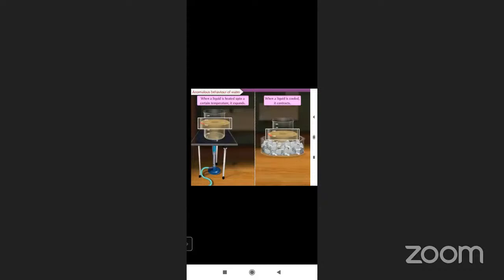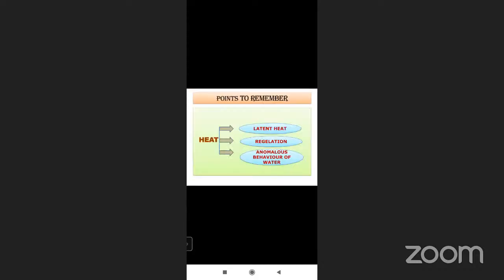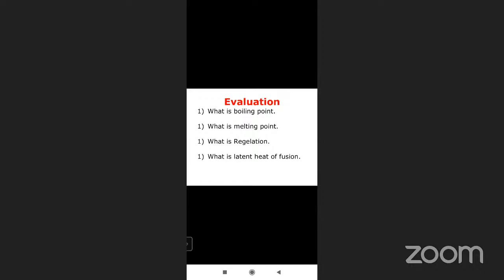Now again so many points are there, like anomalous behavior of water, which is very important. Hope's apparatus, dew point, humidity. Now the next point we will see tomorrow in the next lecture. Clear? Now whatever things we have seen today, from that you can evaluate yourself. You can tell some of the answers from whatever we have seen.